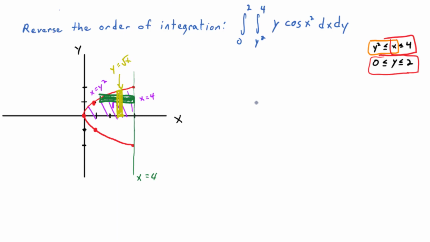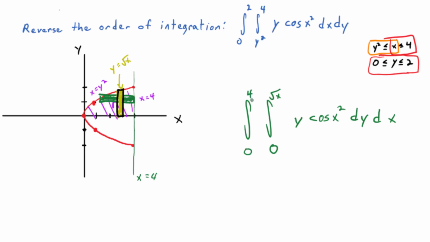So let's set it up. Here's kind of a template. The integrand doesn't change, does it? But now it's going to be dy dx. So now looking at the top and bottom of that yellow rectangle, what do we get for the inner lower limit of integration? 0, and then radical x is the upper. And then what does x run from? 0 to 4. There you go.